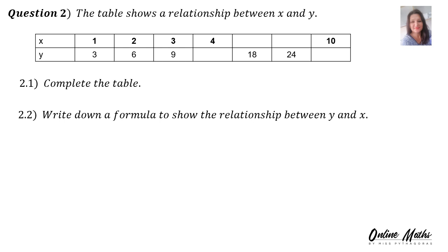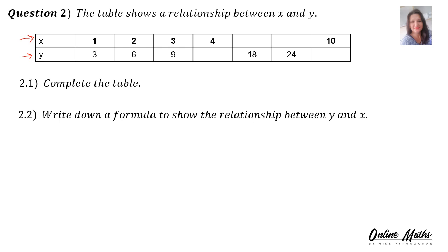Question 2. The table shows a relationship between x and y. And then when you have a look at the table, you can see in the first row there are the x values, and then in the second row you find the corresponding y values. Question 2.1 says complete the table. Now when you have to complete the table, this is very difficult. If I were you, I would try and find a pattern and see how this table was formed.